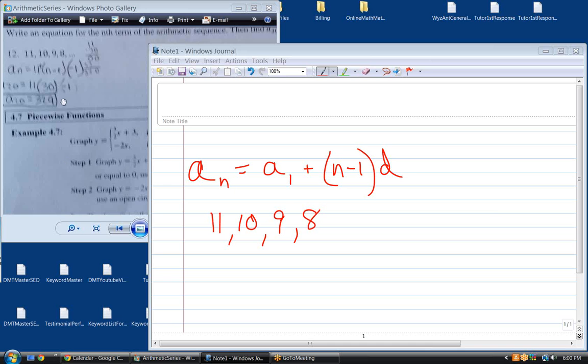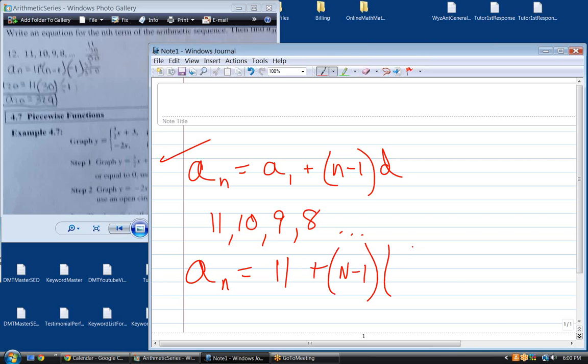Let's take this first arithmetic series, 11, 10, 9, 8, and so on. This is the general formula for the nth term. So, let's write it out. What's my first term? 11. So 11 plus n minus 1. What's the common difference? It goes down 1. So minus 1. Now, at this point, you have two choices.